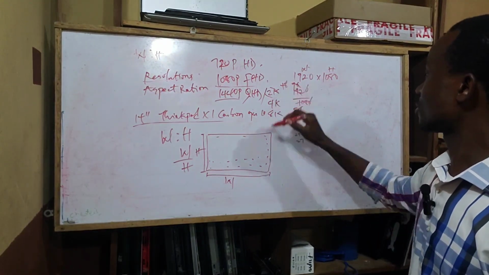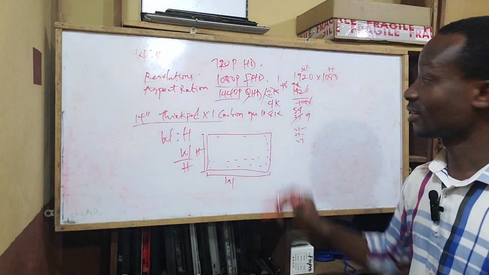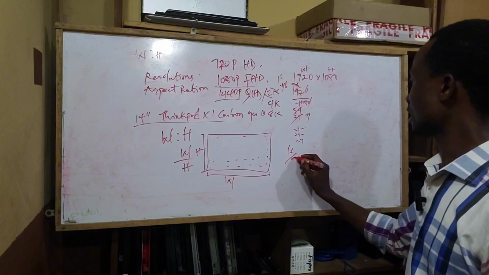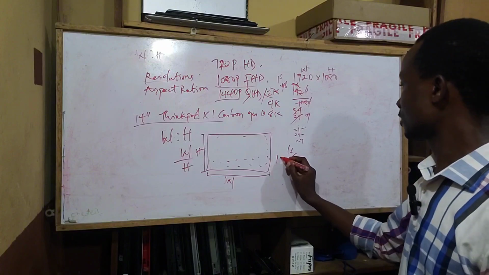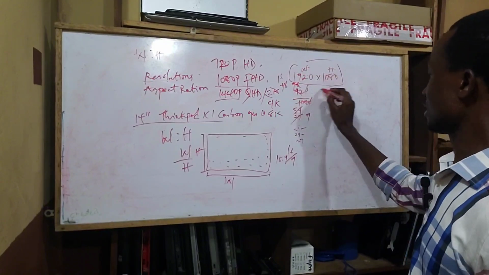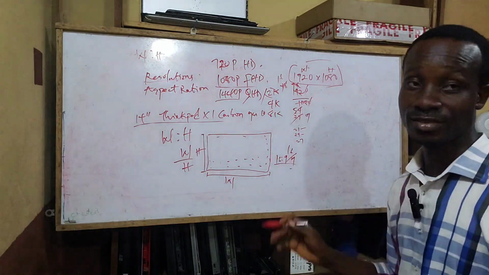All right, so what about this? 3 in 4 is 1, with 18. 3 in 18, that is 6. You see that? So that is 16 over 9. That is 16 ratio 9. So that means this display, 1920, the aspect ratio of this screen is 16 ratio 9.